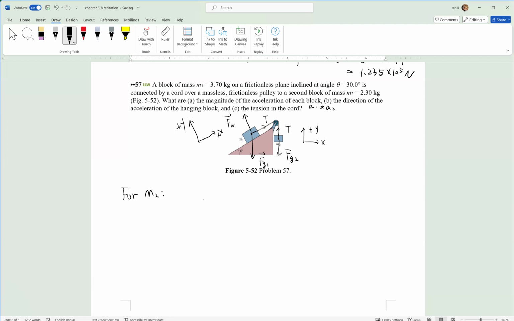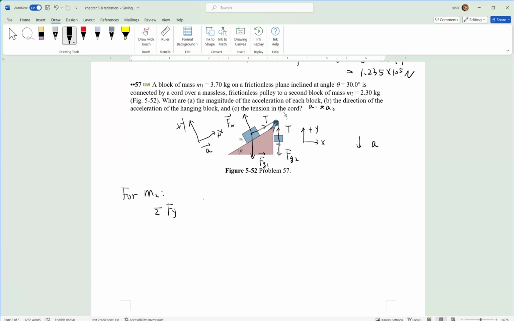So we can do Newton's second law for M2. So for M2, what do we have? We are going to have net force along the y direction. They have acceleration, okay? Let's assume acceleration goes down. It doesn't matter. So we assume our acceleration for M2 is going down, and our acceleration for M1 is going to the right.